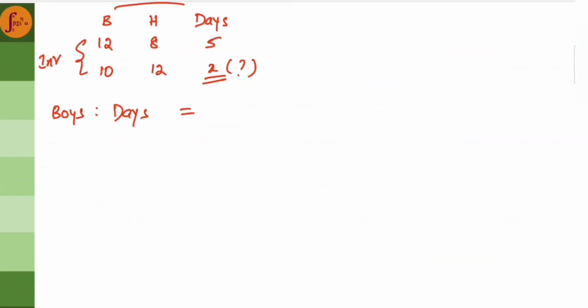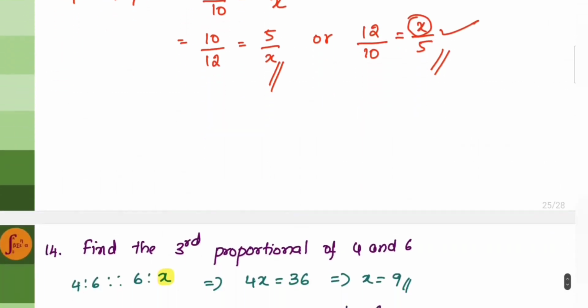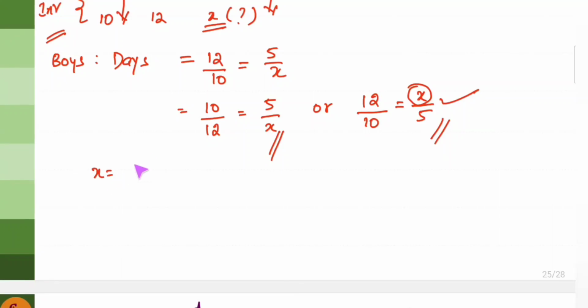So boys with respect to days, 12 by 10 is equal to 5 by x. But it is inverse, right? So what we are going to do is reverse one of these. Only one of these you have to reverse. You can make this 10 by 12 is equal to 5 by x, or you can leave it as 12 by 10 is equal to x by 5. I will take this because I need to find the value of x. x is on top. It will simplify my problem solving. So now x is equal to 12 by 10 into 5, right?